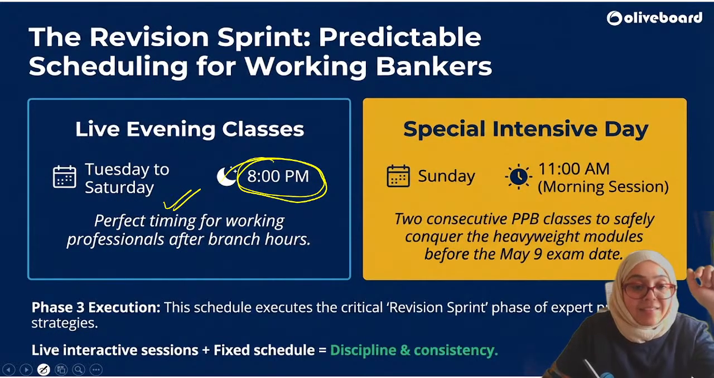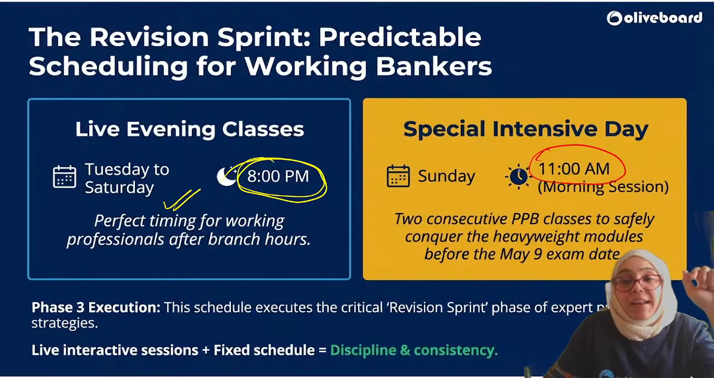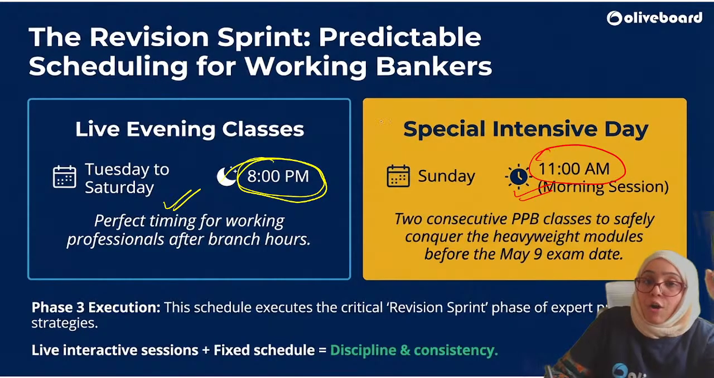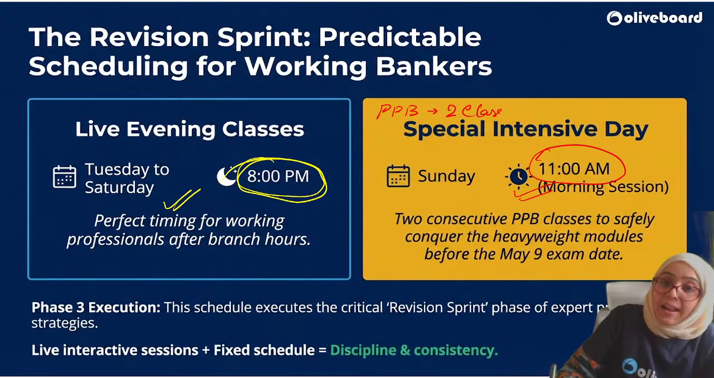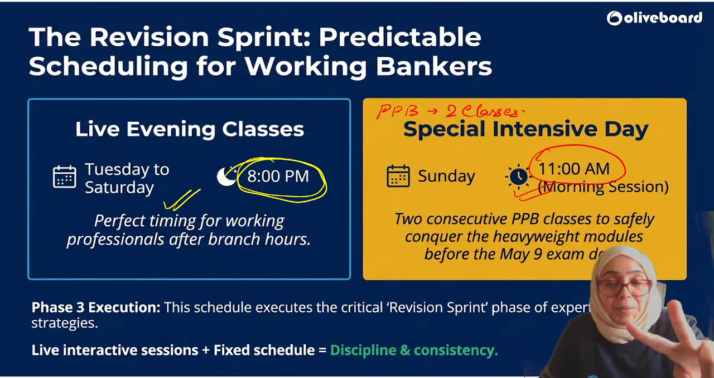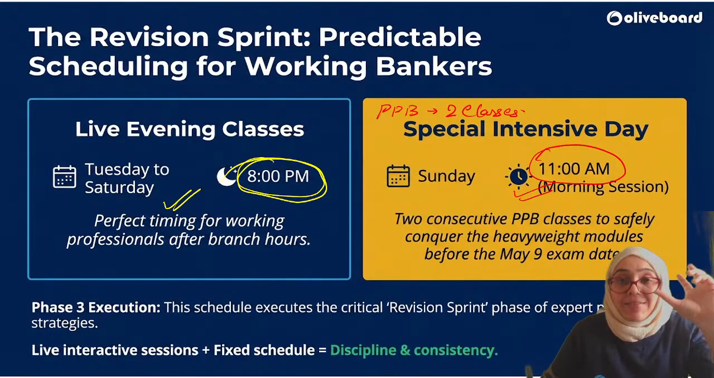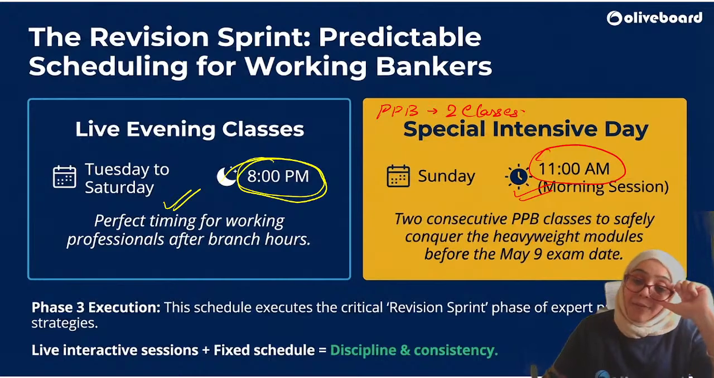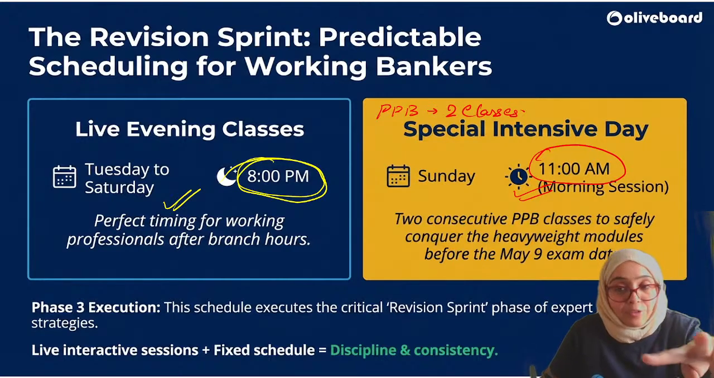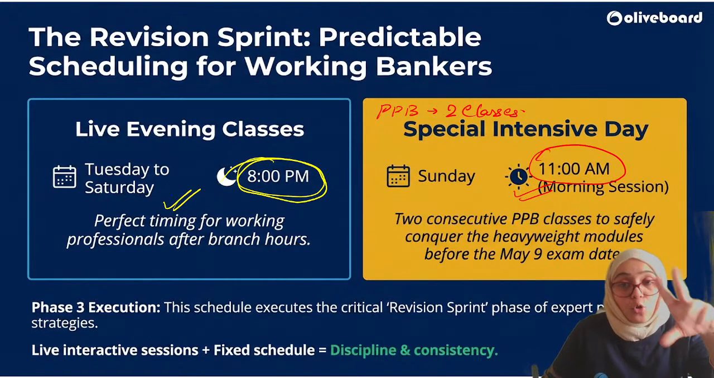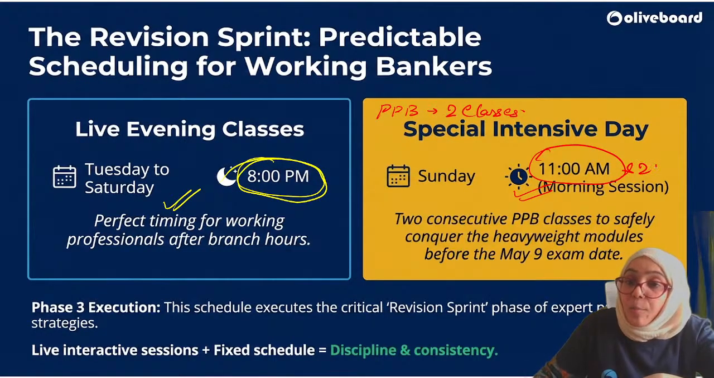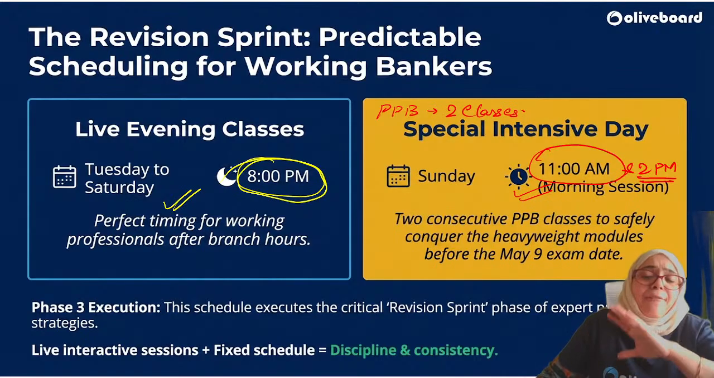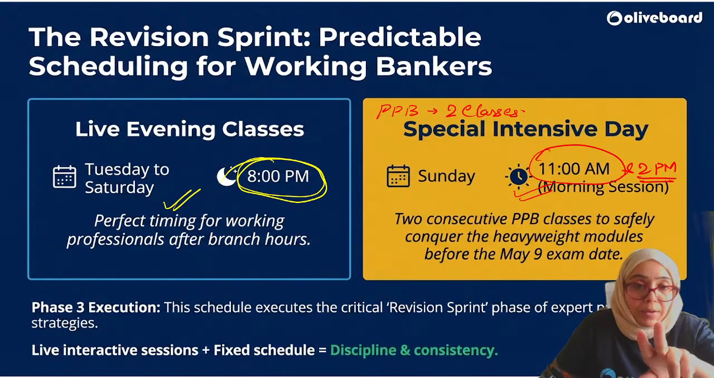But on Sundays, the timing will be a morning 11 a.m. session. For every Sunday, PPB has 2 classes, because PPB is a lengthy syllabus, so we need to complete the syllabus on time, right? So every Sunday you are going to have two classes of PPB, at 11 a.m. and 2 p.m. These are the two timings, right? 11 a.m. and 2 p.m. we have the PPB classes every Sunday.